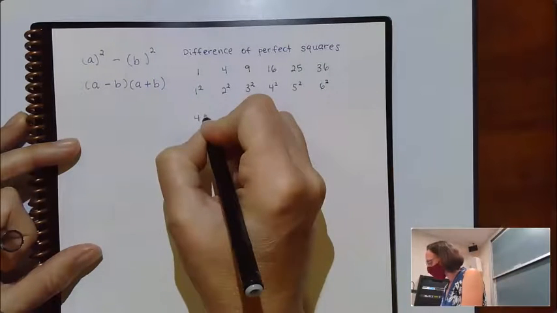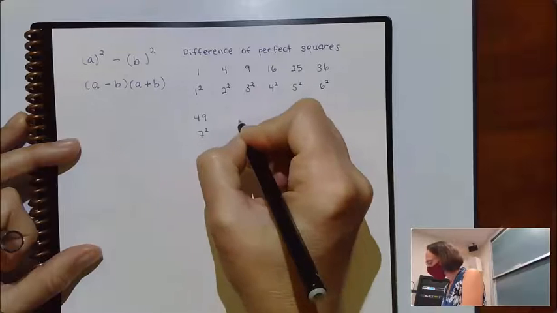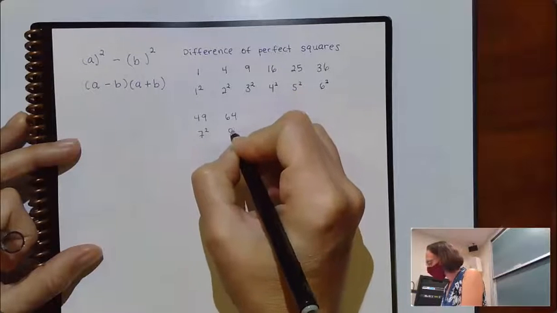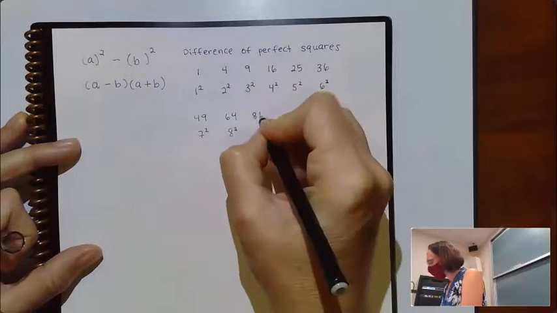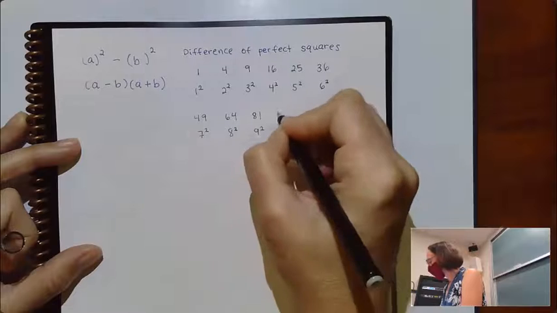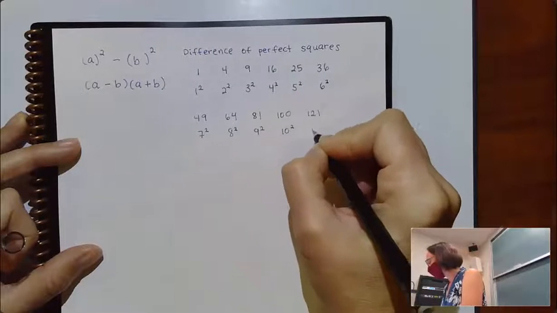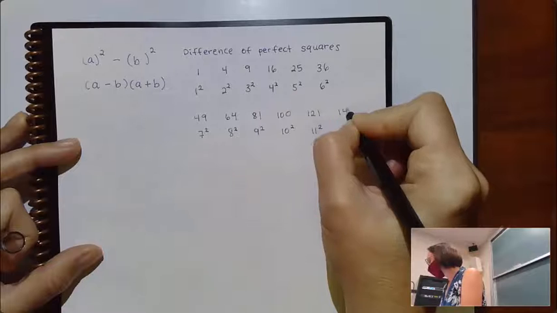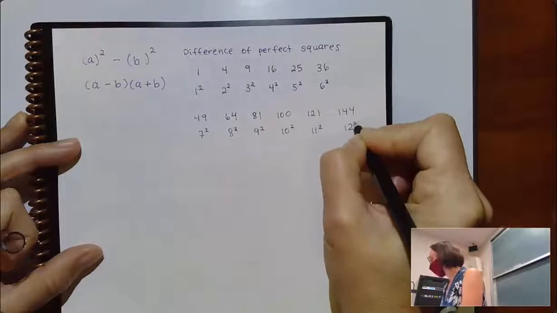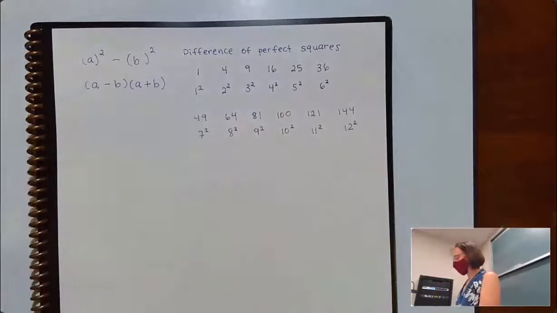So 49 is 7 squared. 64 is 8 squared. 81 is 9 squared. 100 is 10 squared. 121 is 11 squared. And 144 is 12 squared. Oh, I said 13. I ran out of space. 169 is 13 squared.